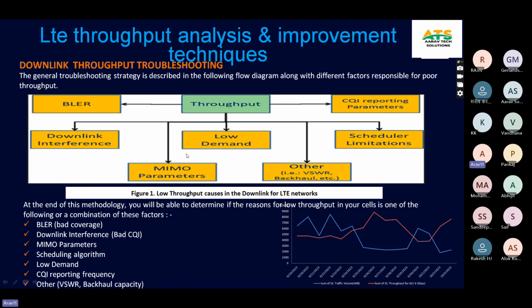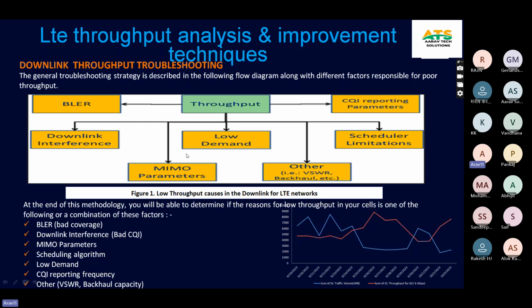MIMO is one of the parameters in our network on which we can get enhanced throughput. But if your MIMO parameters are not properly configured, in that case what happens? Your throughput will be impacted. If you are citing low demand, suppose your site has no traffic, your throughput cannot be generated.